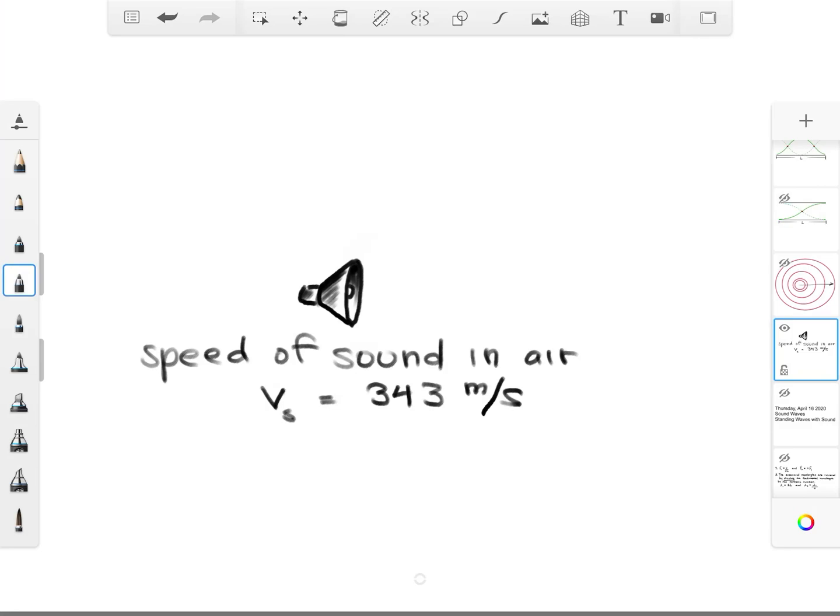Because what we're going to be talking about in just a little bit is what happens to the sound waves when they are traveling through some sort of air column, like a pipe. We see this a lot with musical instruments. So let's go ahead and jump right to it.